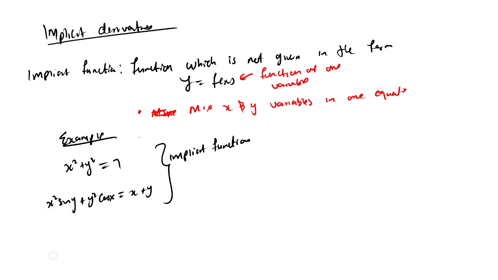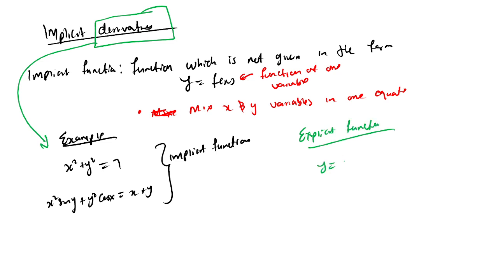So my objective for today is to take the derivative of functions that contain x and y in the same equation. What you're familiar with is called explicit function, which is y is equal to x squared plus 2x plus 3. These are examples of explicit. Another example is when you have y is equal to x squared ln of x.